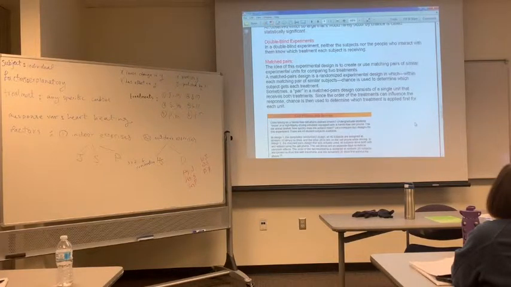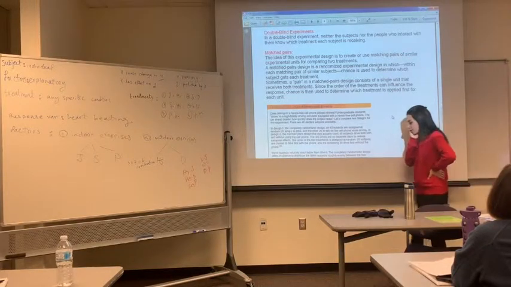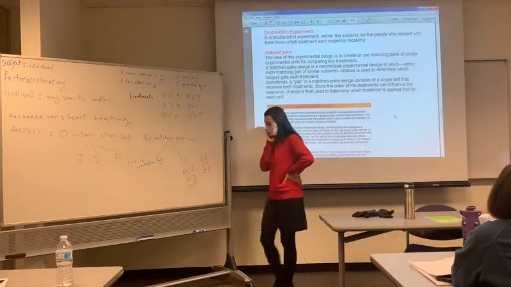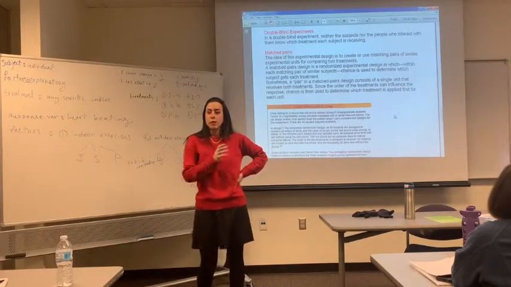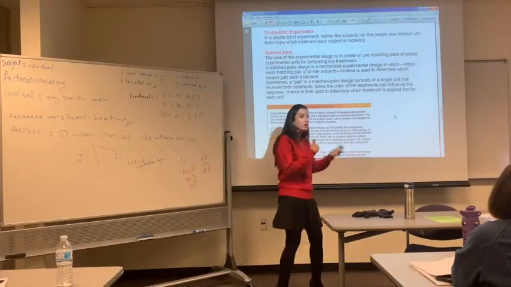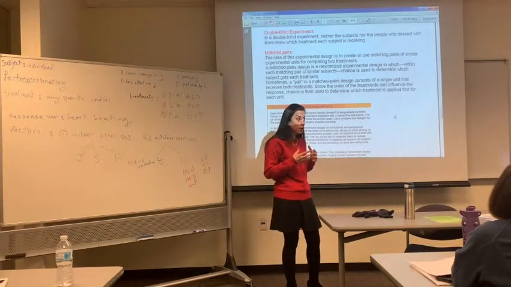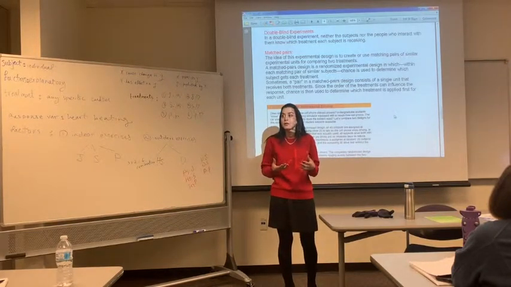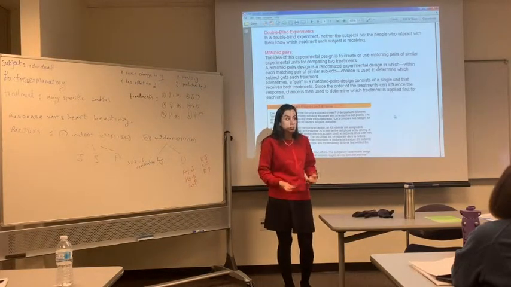And then the other type of design is the double-blind experiment. In a double-blind experiment, which mostly happens in labs or hospitals, the patients and the people who are interacting with those patients don't know exactly what is going on. It means they don't know what pills or what treatments these patients are receiving. And patients also don't know.